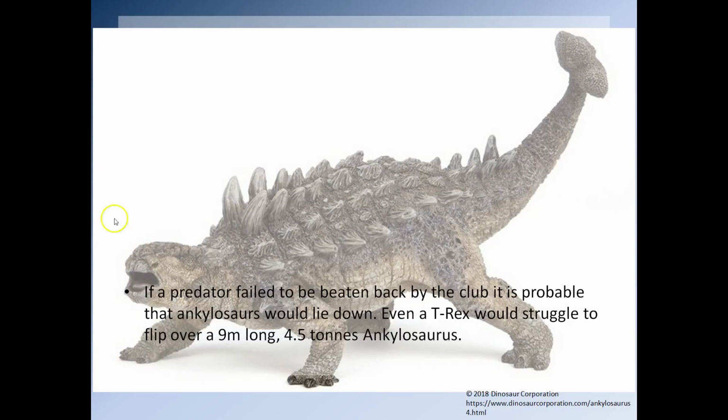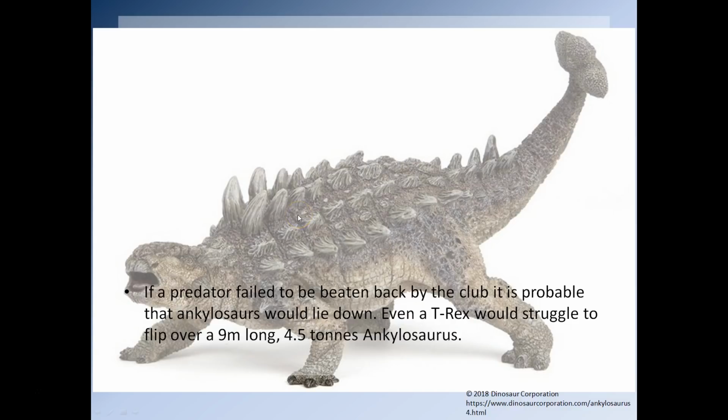You can see it's quadrupedal, very heavily built. We can see that the back is covered in these very large bony spines, and the skin itself would have been very, very hard. We can also see that defense continues down onto the sides, and it also continues onto the top of the head. So these are very heavily armored dinosaurs. So obviously it would have meant that if any dinosaur attacked them, and they were attacking the top, they would have a very difficult time actually succeeding in their attack. So it's been suggested that if a predator failed to be beaten back by the bony club at the end of the tail, it was probable the Ankylosaur would simply just lie down.